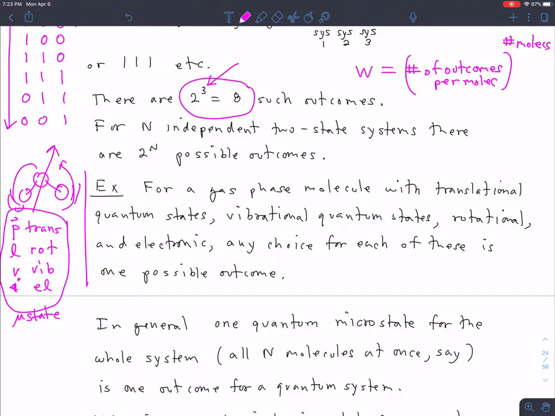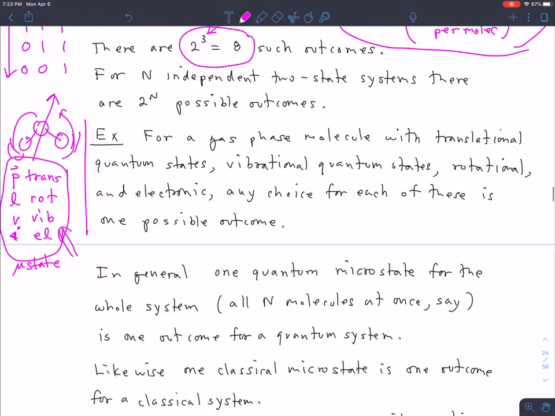And now if you have many molecules, of course, you've got to do that for each and every molecule, and that means you're going to have a boatload, something like this, of possible outcomes in your set of microstates or your outcome set. All right.